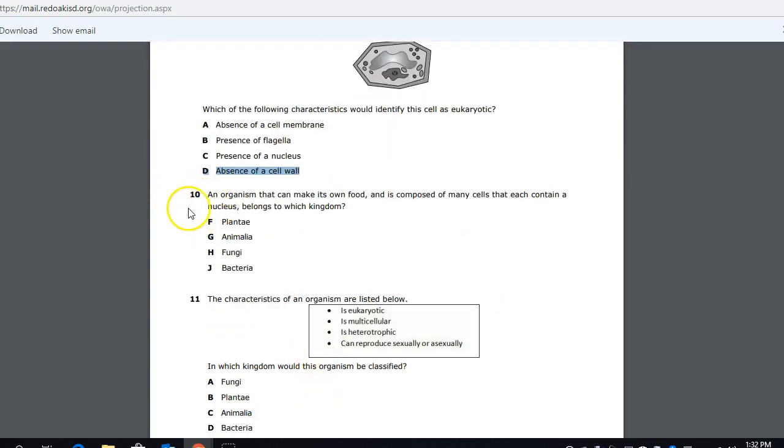Question 10. An organism that can make its own food and is composed of many cells that each contain a nucleus belongs to which kingdom? Is it F, plantae? Is it G, animalia? Is it H, fungi? Is it J, bacteria? Remember, it's something that's composed of many cells and it can make its own food.